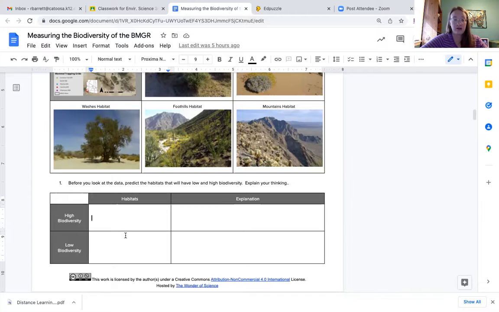So right here, I'm going to pick one, and then I'm going to explain why I picked it as high diversity. Low diversity, I'm going to pick another one, and then I'm going to explain. I'm going to spell it right. There, explain. Okay, I've now done that. Now I'm going to go on after I delete this.